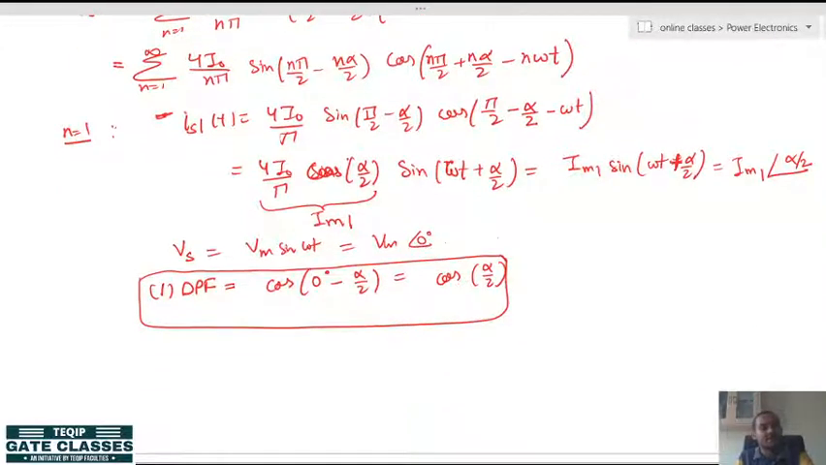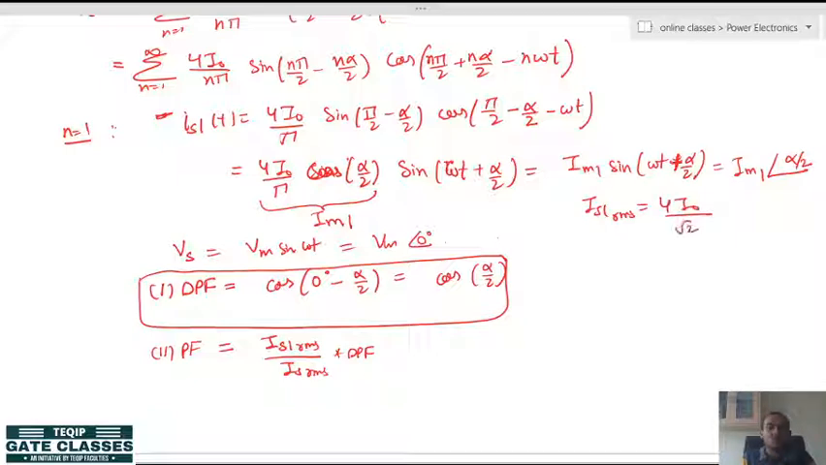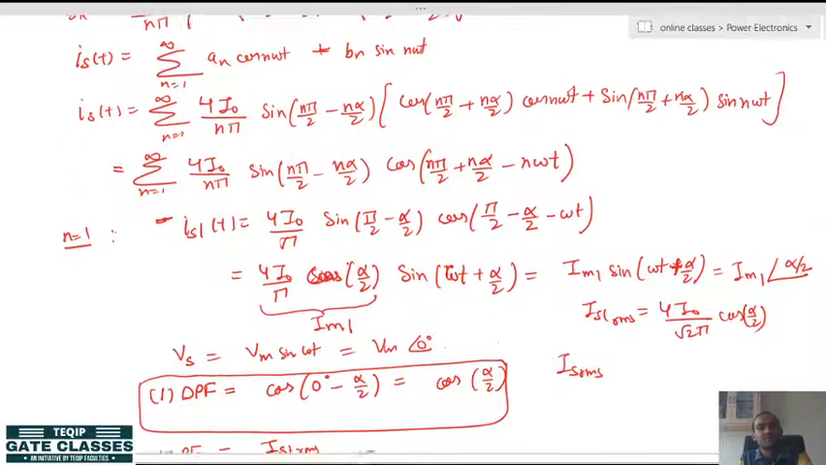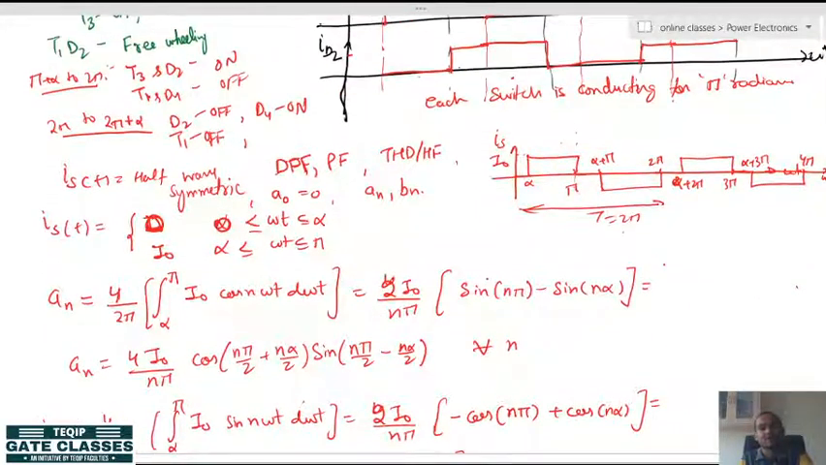Alright. Now, the second thing we have to calculate is the power factor. For calculating the power factor, it is IS1 RMS over IS RMS into displacement power factor. IS1 RMS you can write from here only; the value will be 4 I naught upon root 2 pi cos alpha by 2. And you have to calculate IS RMS. Now, if you want to calculate its RMS value, if you square the function, it will become like this.